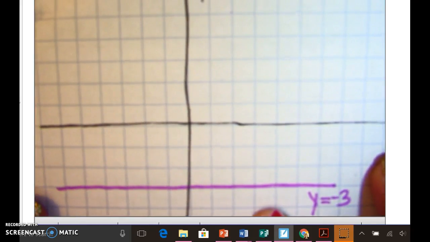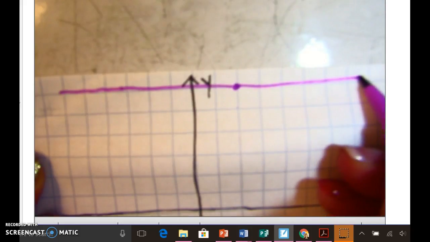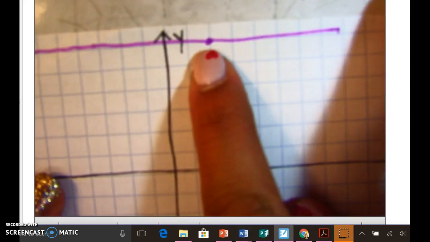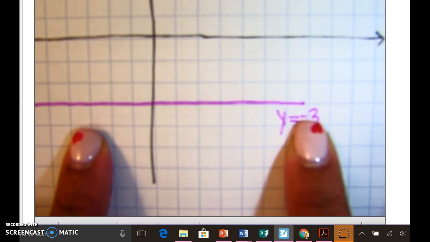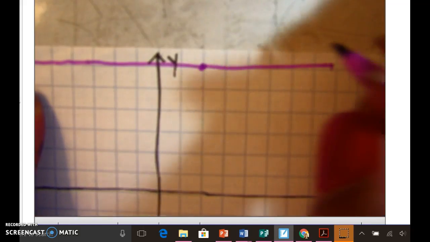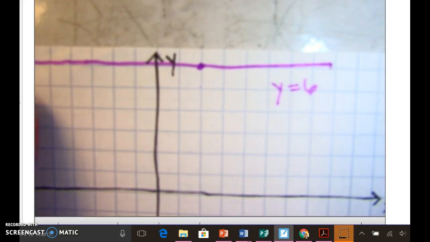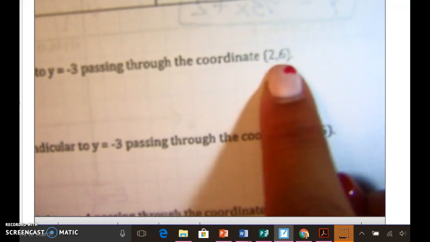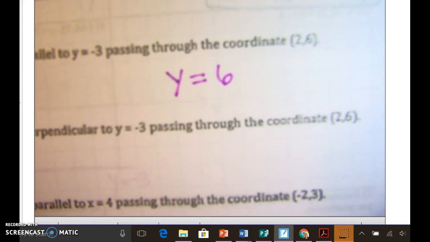Well, the only thing that it could be is this line. This line is parallel to this one. They're never going to cross or touch, and it goes through the point 2, 6. Well, what's the equation of this line? Well, this equation is y equals -3 because y is always -3. What's y always going to be here? It's always going to equal 6. So when you have equations where you want the line parallel to y equals something, and it goes through a point, it's going to be y equals the y of that point. Here's your equation of the parallel line.